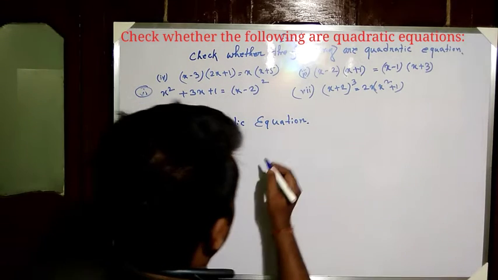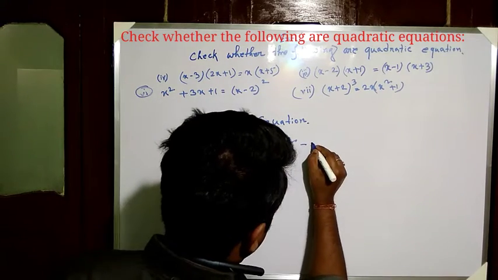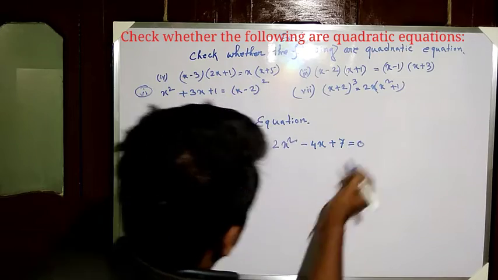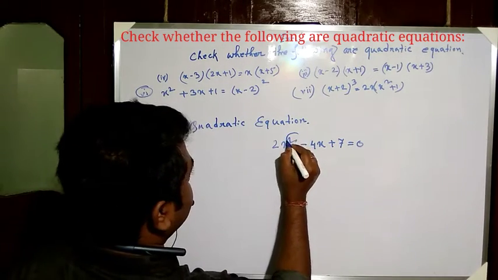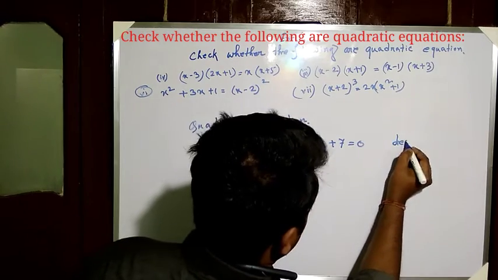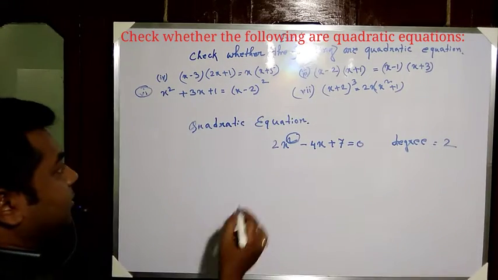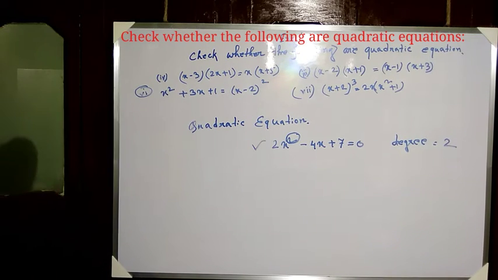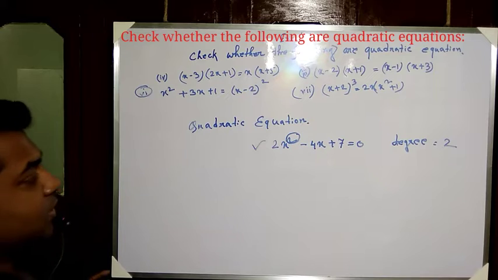Suppose you have one algebraic expression like this: 2x square minus 4x plus 7 equals to 0. What is the highest degree here? Degree equals to 2. It means it is a quadratic equation. If the power of the variable is 2, it is known as a quadratic equation.